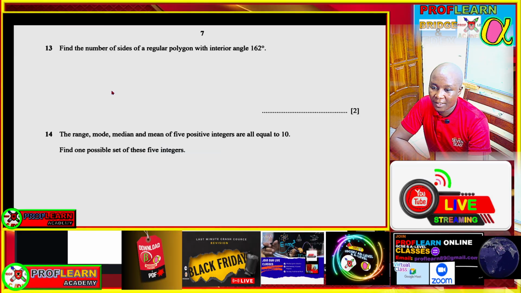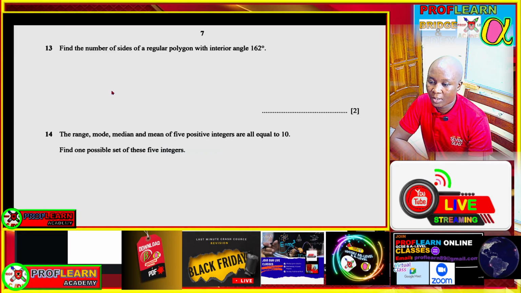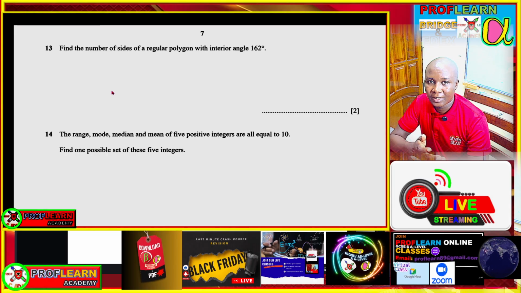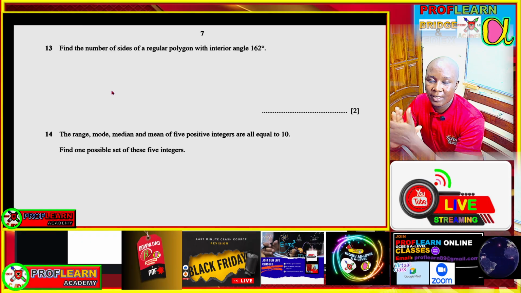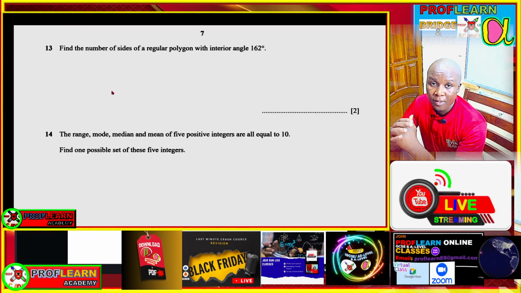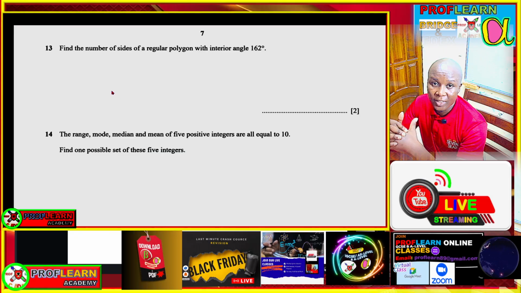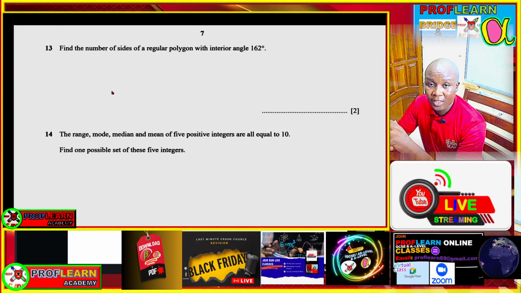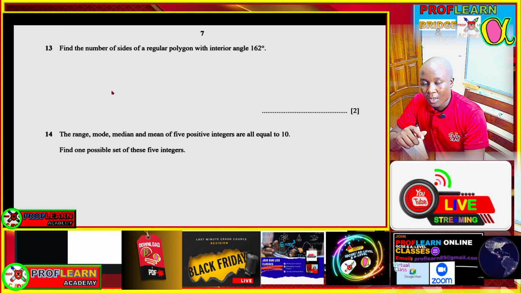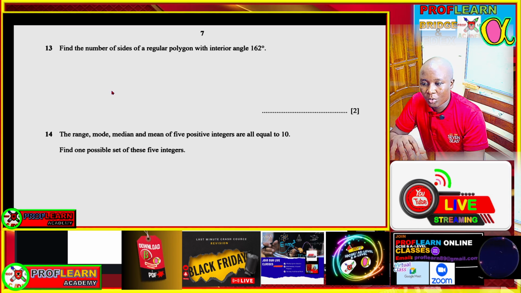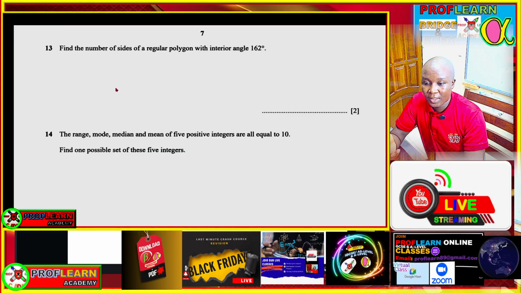In that case, find the number of sides of a regular polygon with interior angles 162. So the first thing that you need to understand is that the number of sides of a polygon is equal to 360 divided by the exterior angle. But here we were given the interior angle. So you are supposed to find the exterior angle. How do we find the exterior angle?